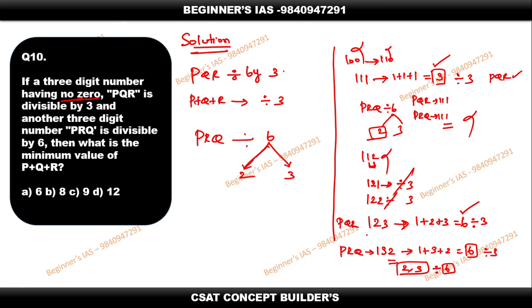Both the conditions are satisfied. Now you need to identify the minimum value. There may be values apart from 1, 2, 3 also, but the least value is nothing but 1, 2, 3. So they are asking you to find out the minimum value. Therefore, P plus Q plus R, what is the minimum value? 1 plus 2 plus 3, sum that up, that is P plus Q plus R. So this is going to be 6. Therefore, the answer is 6 for this question.